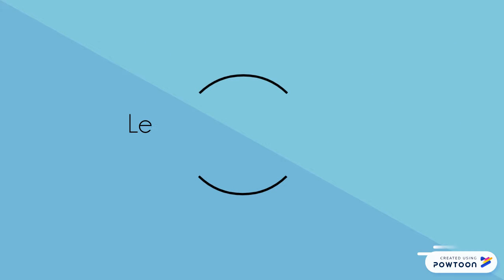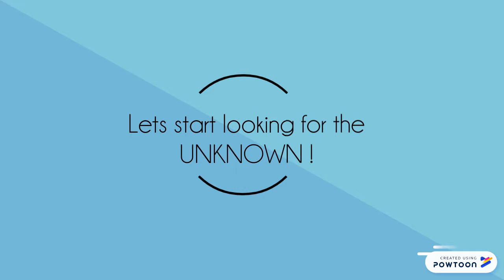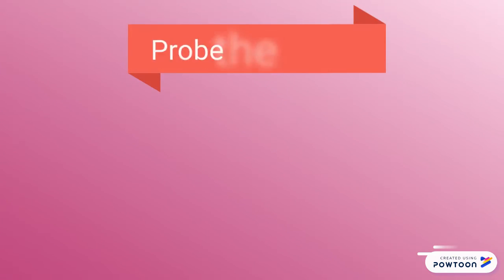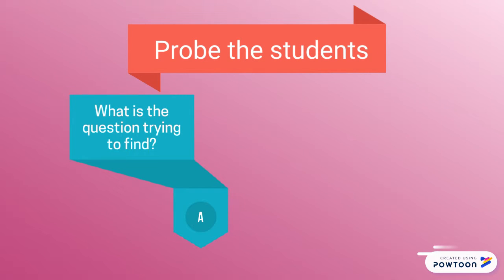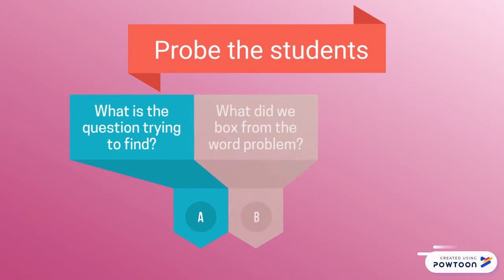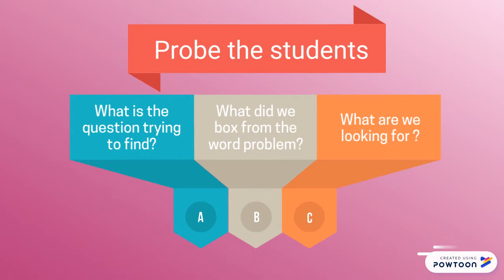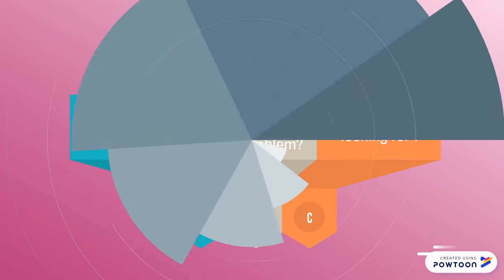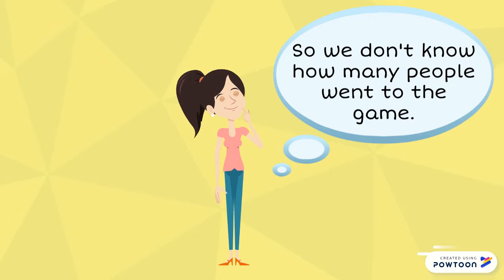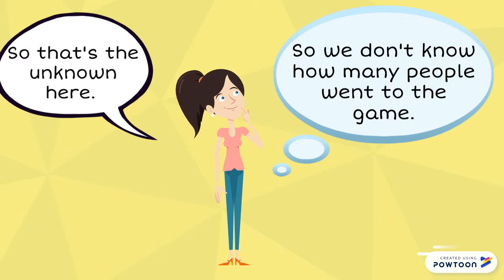Now that we have found the keywords from the word problem, let's teach the students to look for the unknown. We can probe the students by asking, what is the question trying to find? What did we box from the word problem above? Or what are we looking for? This will be the unknown for the word problem. We do not know how many people went to the game, so that would be the unknown here.